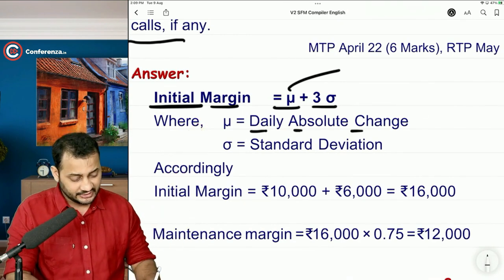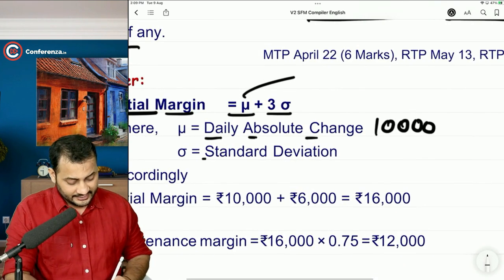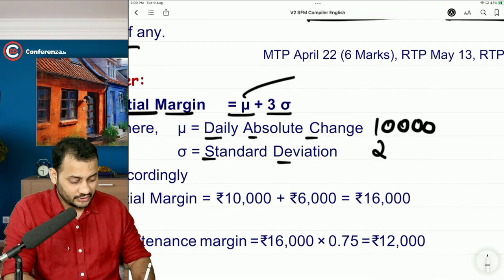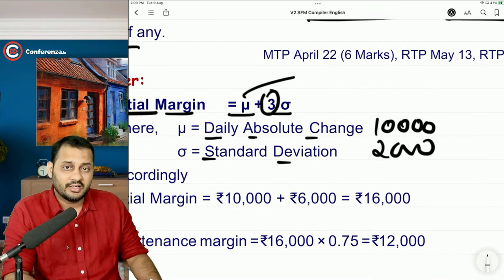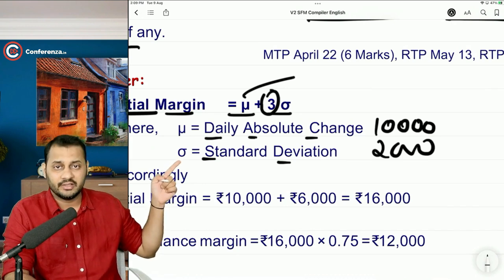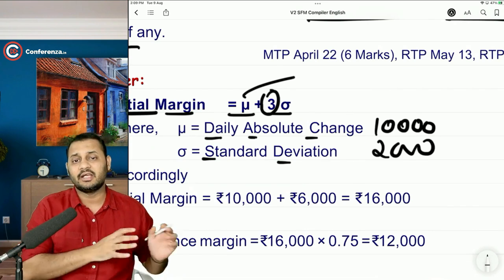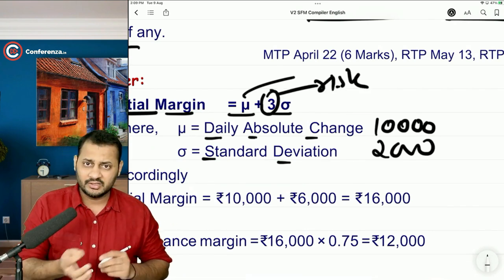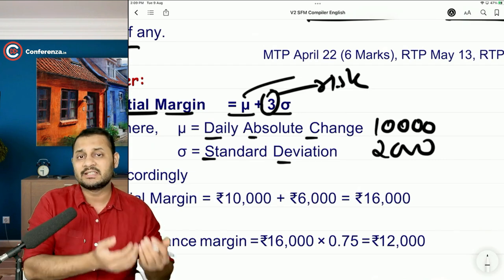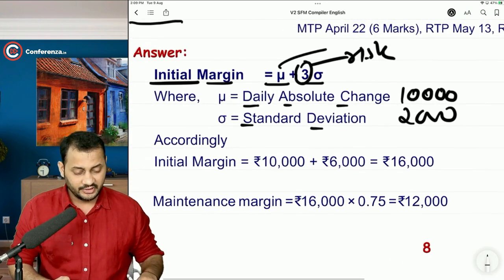Daily absolute change, that means 10,000 rupees, it can go down. Again, standard deviation of those changes is 2000 rupees. And on a safer side, we are assuming 3 times. Let's take 3 times the standard deviation. If 2000 is something which is expected to change, let's take 3 times. 3 represents the risk. If the number is 1, that means the risk is less. If the number is high, that means the risk is high. Okay. So this becomes your initial margin formula.